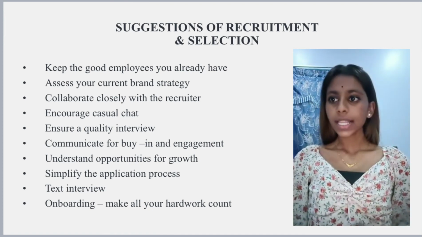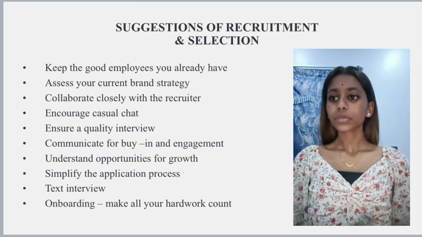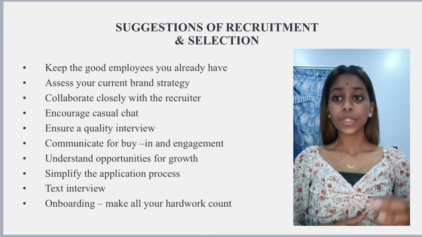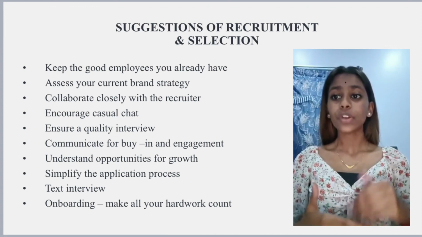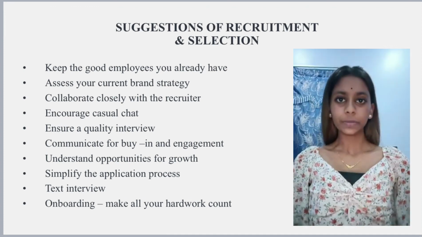Last but not least, onboarding. Make all your hard work count. Once you have appointed the successful candidate, keep in touch with them before they start, have an organized plan for their first day and make them feel welcome.